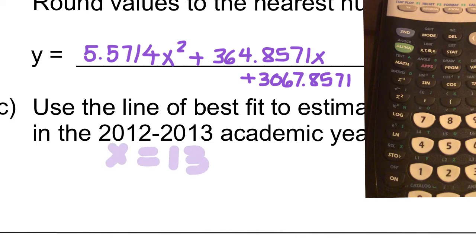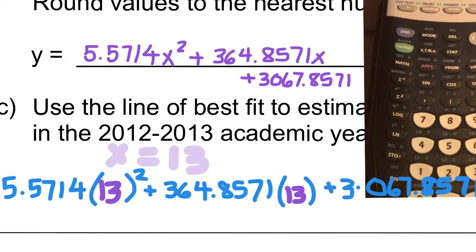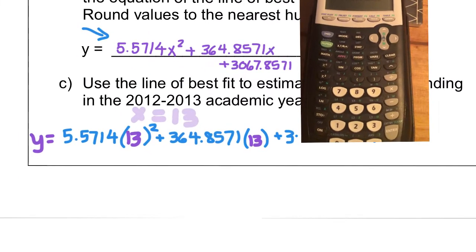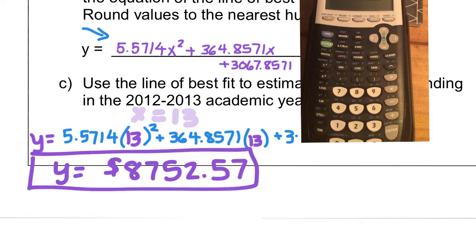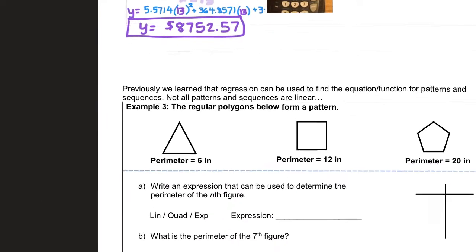Well, if the x value is 13, we're simply taking our line of best fit, or in this case it's a quadratic, and we will simply substitute 13 in for the x value. Once you solve for y, you will find that a good estimate would be $8,752, and since we're talking about money, we would round to the nearest hundredths place, 57 cents. Let's go on to the next problem.